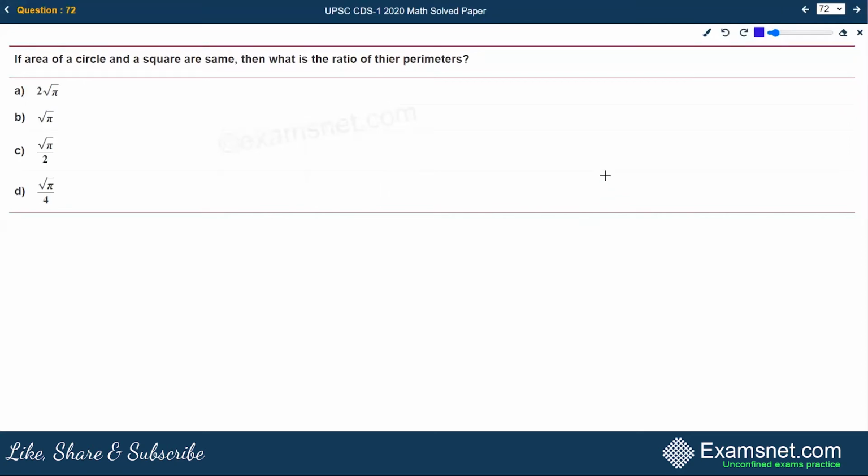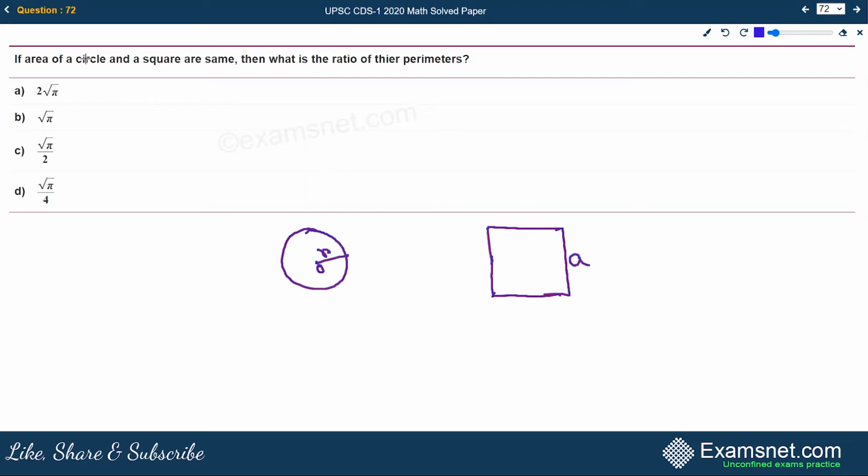In question number 72, we are given that if the area of a circle and a square are the same, then what is the ratio of their perimeters? Let me draw a circle first. Let's say the radius is small r, O is the center, and here let me draw a square. So here the length of one side is a unit.